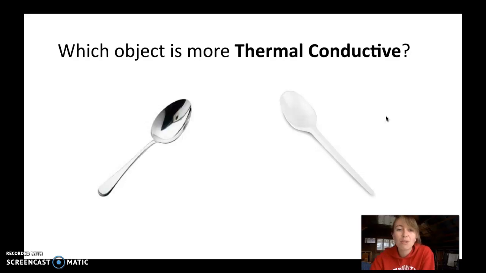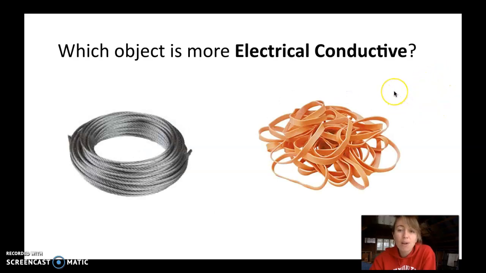All right, which one has more thermal conductivity? This one's a little bit tricky. So this is the spoon. Metal always has a really high thermal conductivity. Plastic has a medium thermal conductivity depending on what type of plastic. There's lots of types of plastic, but this is going to be the metal in this case. All right, more electrical conductivity. This is rubber and this is metal. Go ahead and pause and think about that. Metal will always have more electrical conductivity than rubber.